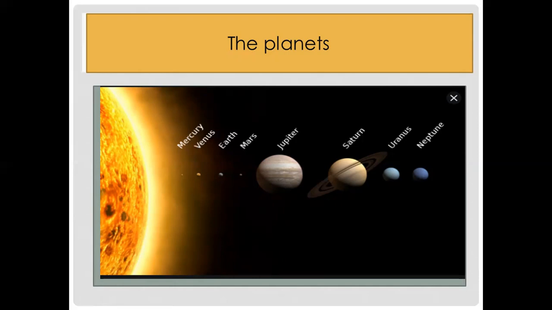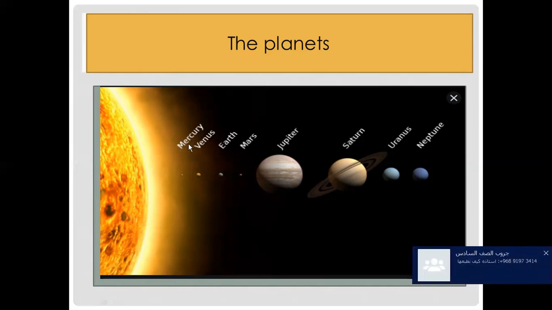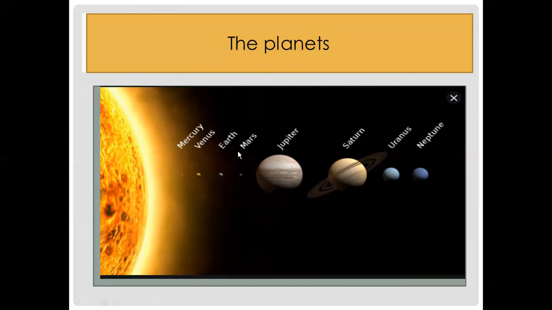The solar system includes Mercury, Venus, Earth, Mars, Jupiter, Saturn, Uranus, Neptune. All these planets. So I give you a small summary. The solar system includes the sun and 8 planets, from Mercury to Neptune. Let's move on to another part.